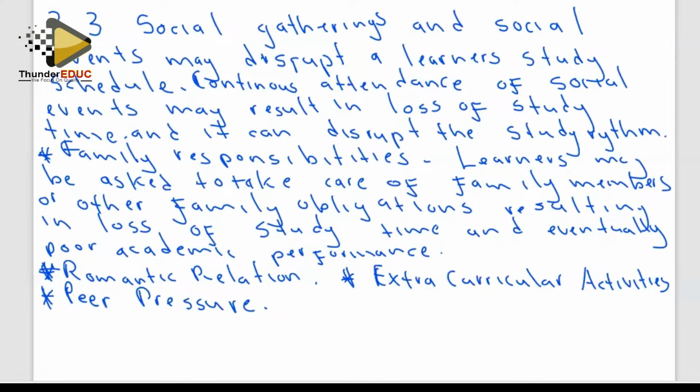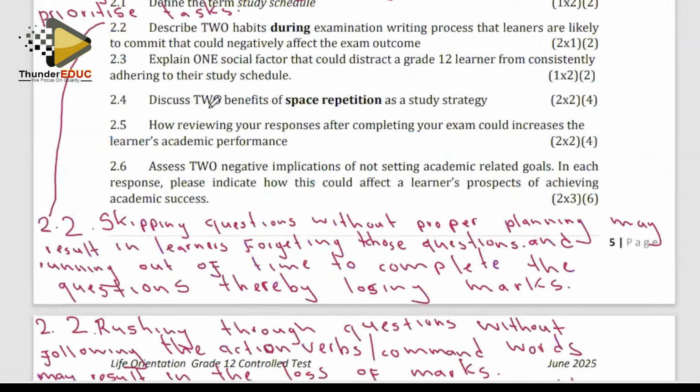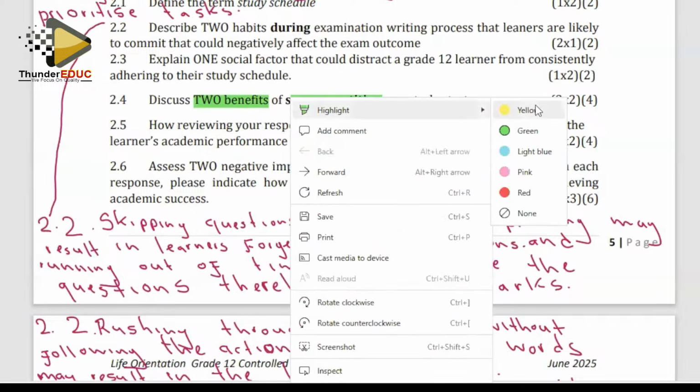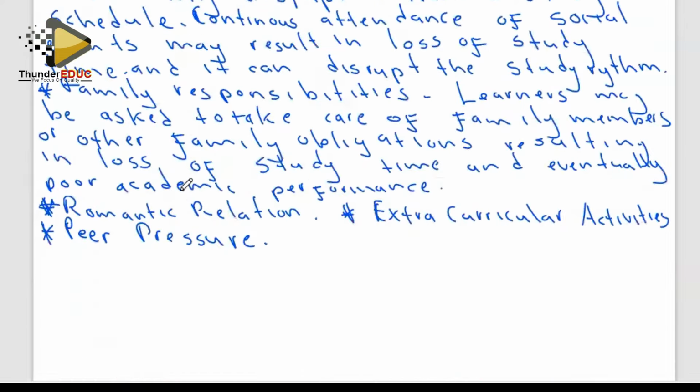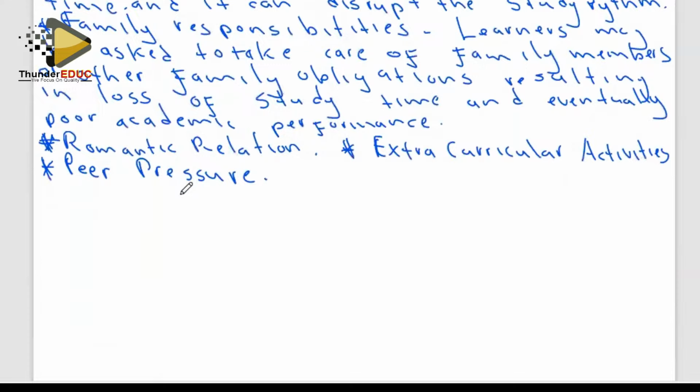Now, let's move back to the question paper itself and extract question 2.4. So question 2.4 requires us to discuss two benefits of spaced repetition as a study strategy. So what is needed here are two benefits. These are advantages of spaced repetition. That is what we need to discuss. So moving on to 2.4, which I will display on the whiteboard.